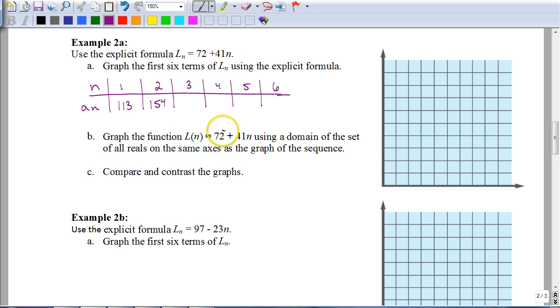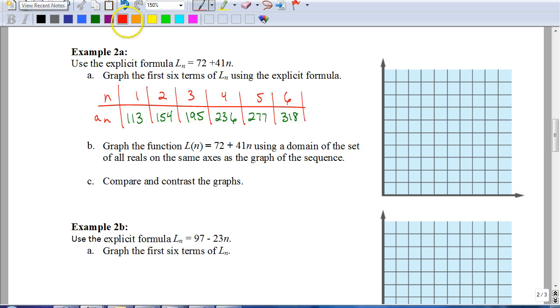41 times 3 would be 123. Add 72, you get 195. The next term would be 236, 277, and 318.